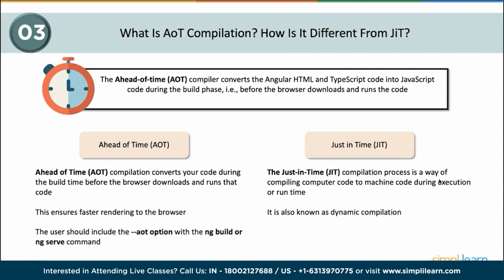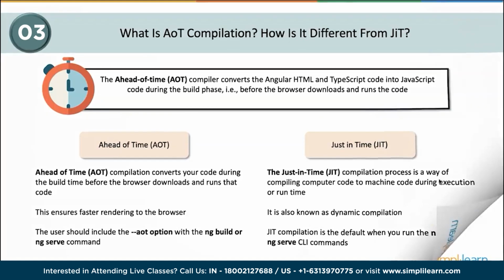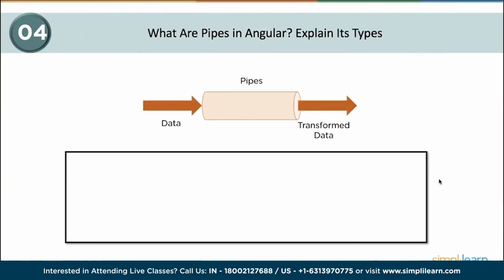Are we clear? When you want to use the AOT compiler, you always use the --aot flag. Otherwise you use the JIT compiler, because that is the default compiler when you say ng build. Next, what are pipes in Angular? Pipes are decorators. They never change the original value, but for representation purposes, they change how the values are displayed.